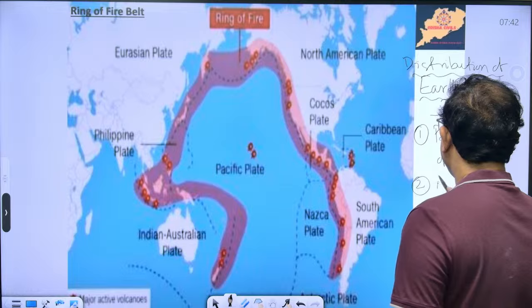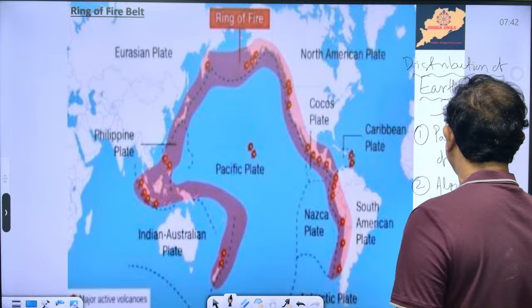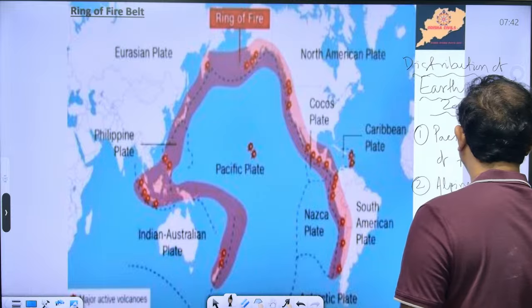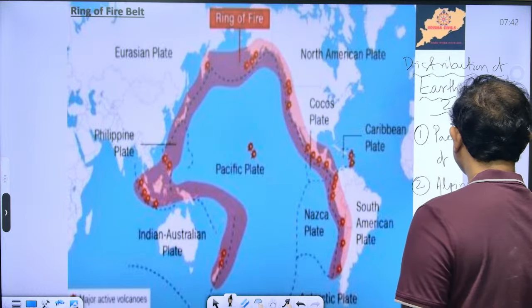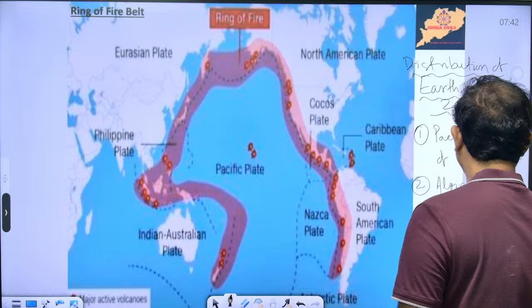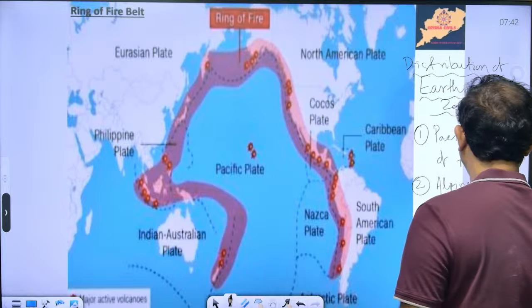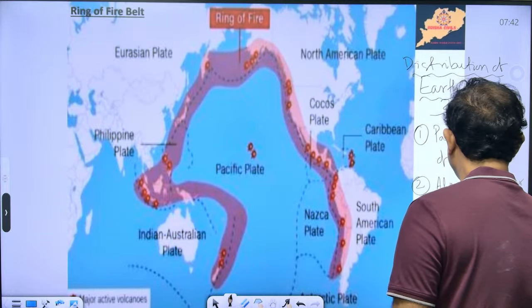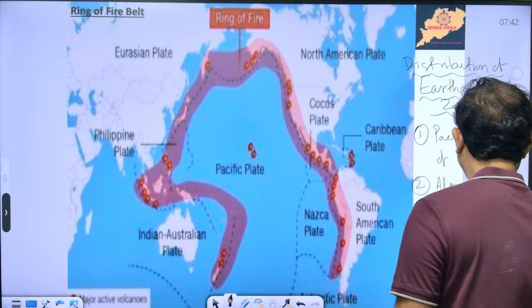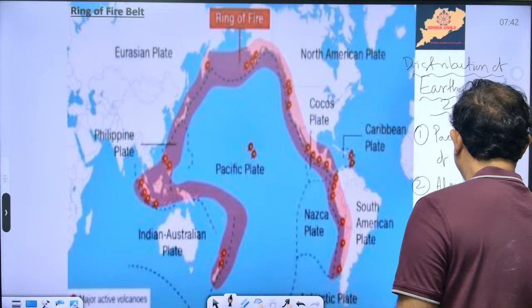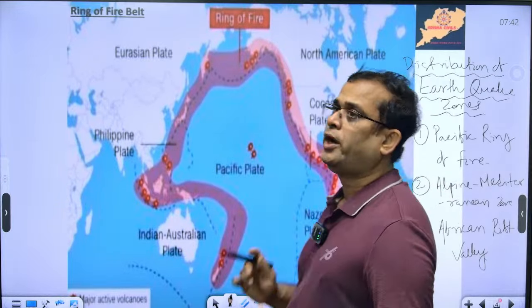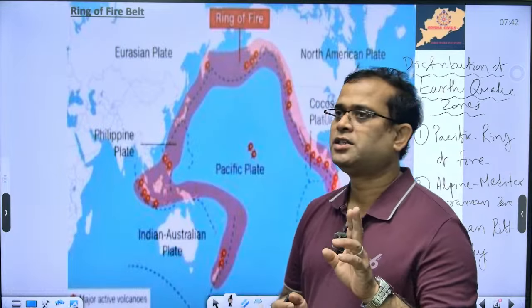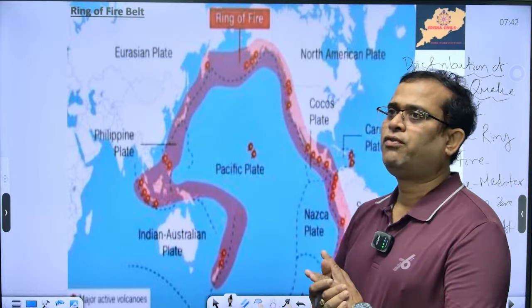Second is your Alpine Mediterranean zone. Third is your African Rift Valley. That is your African Rift Valley, let's say. So first we will discuss your ring of fire.